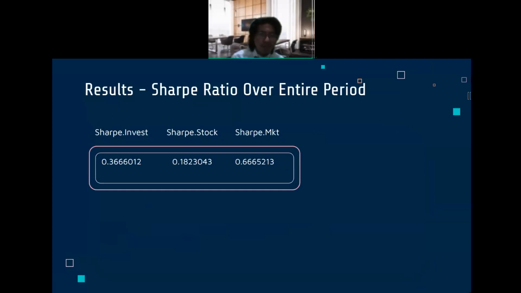And this quick short table is the Sharpe ratio over the entire period, from 2016 to 2017 to 2021. We get the Sharpe ratios for all three elements: the trading strategy, the 3M stock, and the Dow Jones index. And throughout the period, the market outperformed both our trading strategy and the 3M stock. So overall, the best thing that an investor could do is hold the Dow Jones index.